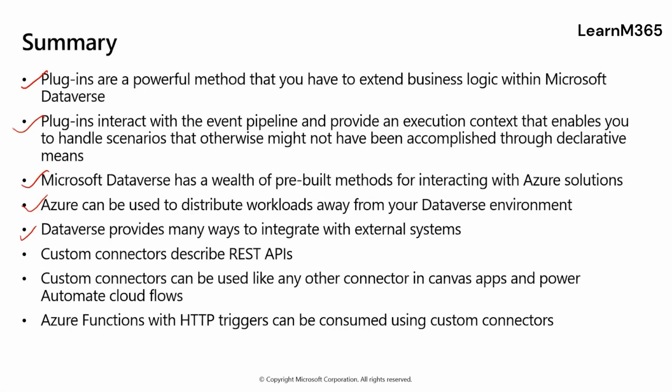Then we have started with custom connectors. So we learned that in the custom connector, we have to describe the REST API, and the custom connectors can be used like any other connector in Canvas apps or Power Automate cloud flows. Even Azure functions with HTTP triggers can be consumed using custom connectors. So I believe you're able to recall the pointers which we have covered during the session.